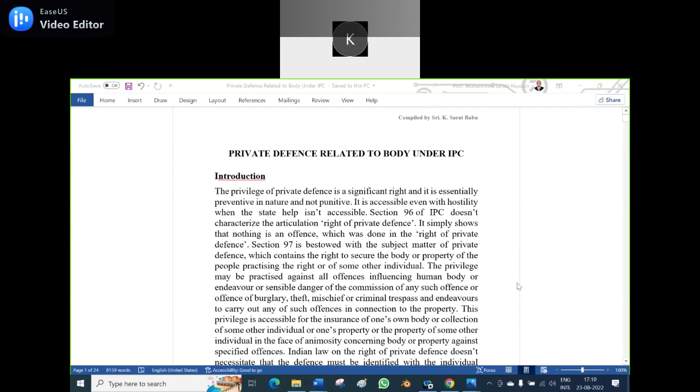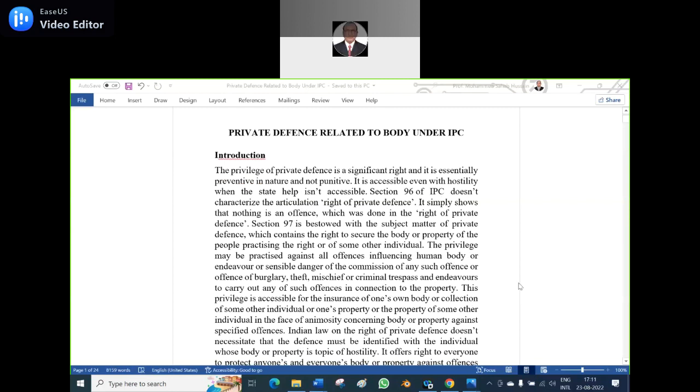The privilege of private defense is a significant right and it is essentially preventive in nature and not punitive. So it is meant for prevention and not for punishment. It is accessible even against hostility when state help isn't accessible. For example, when the government authorities are not readily available and not able to come to the rescue, then this right of private defense can be taken. It simply shows that nothing is an offense which was done in the right of private defense. I have already told you.